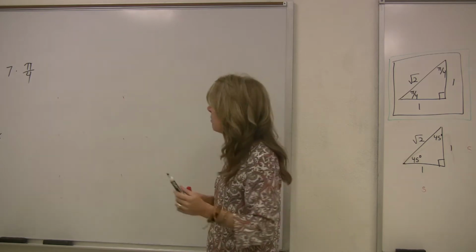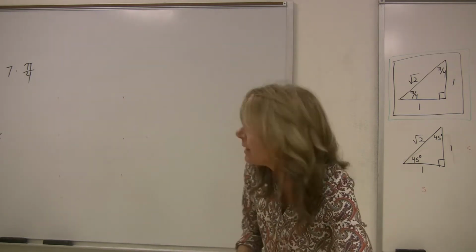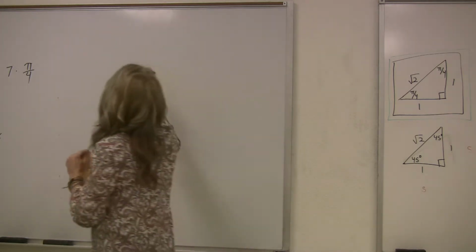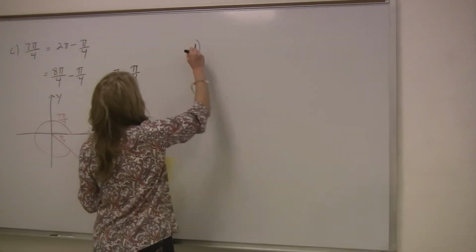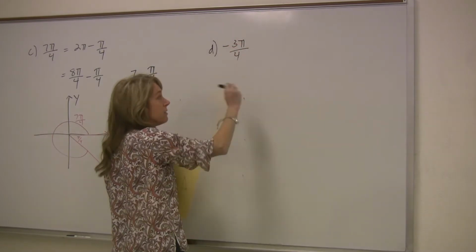Do I have one more example? That was C? I have one more. What's my last one? Ooh, negative 3 pi over 4. Let's throw a negative one in there. What do we do when it's negative? Go the other way. Instead of going counterclockwise, we go clockwise.